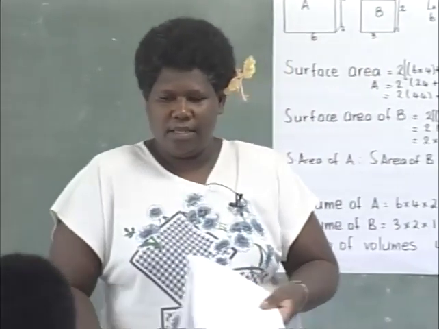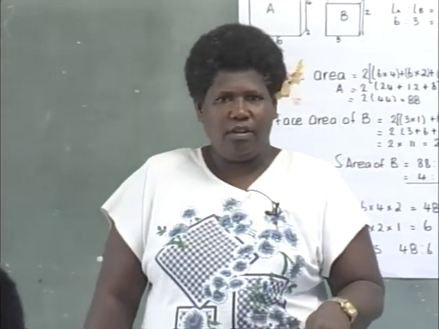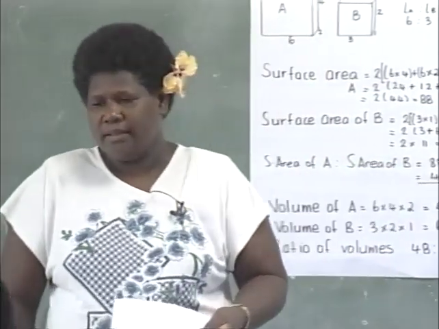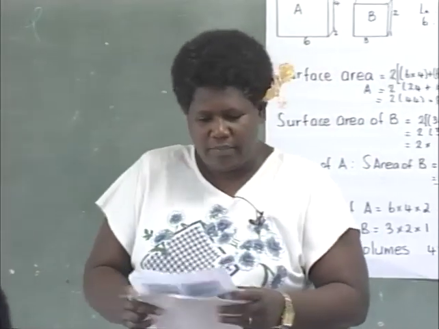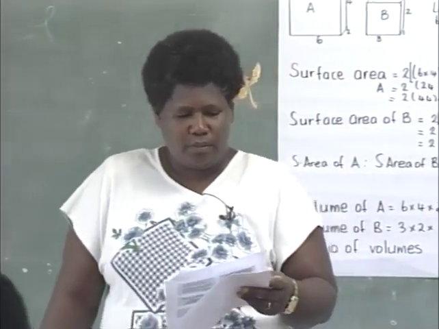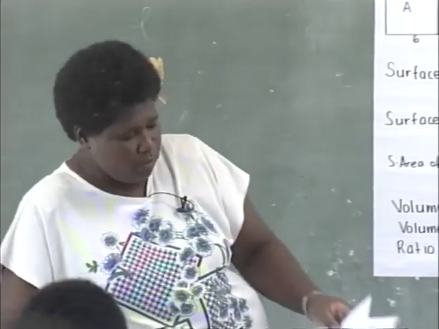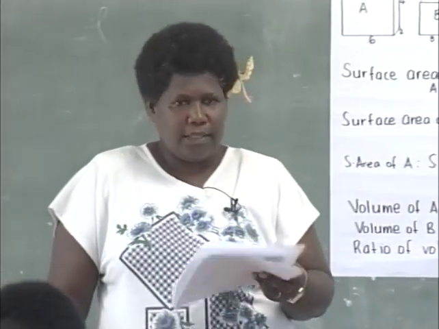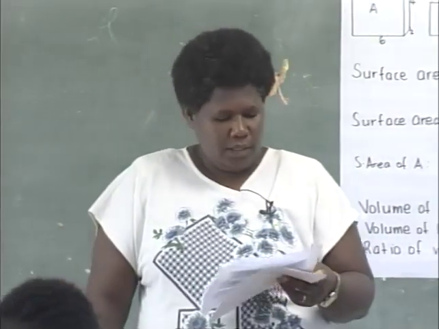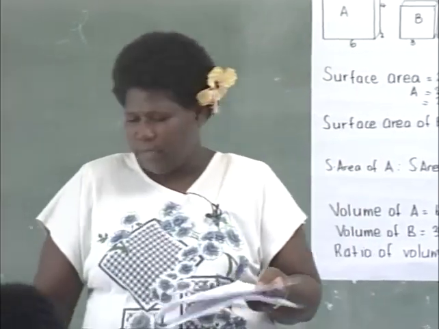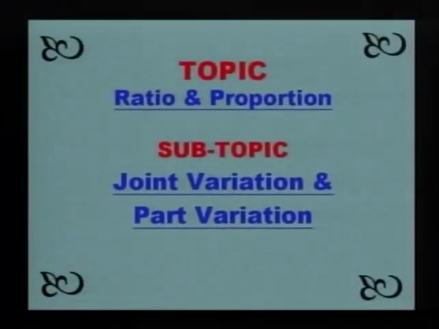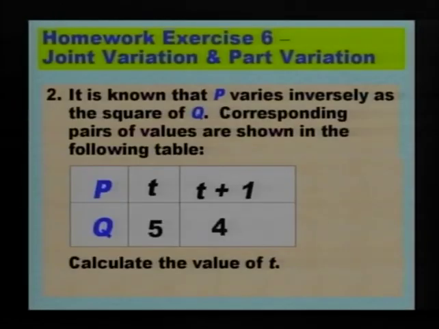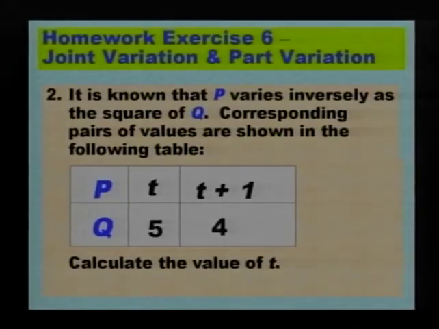All right, then today's lesson will be on similar solids and similar figures. And we will have to look at the exercise you were given in the previous lesson before we go on to that. Now, the exercise was on part variation, and you had to do questions 2 to 10. Okay, so it was on joint variation and part variation. Right, we'll look at question 2.